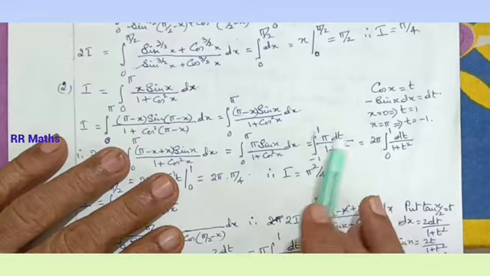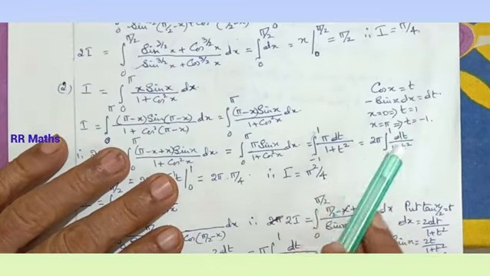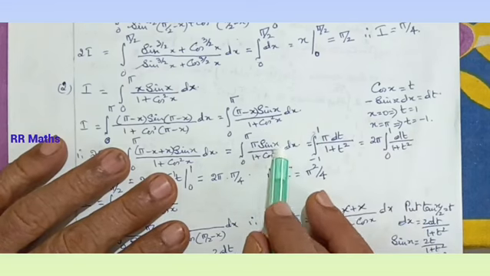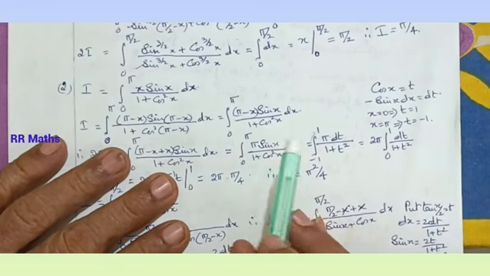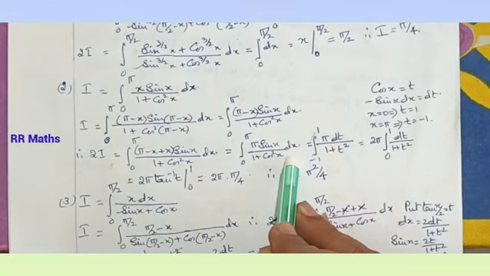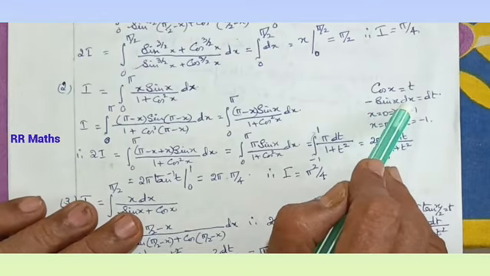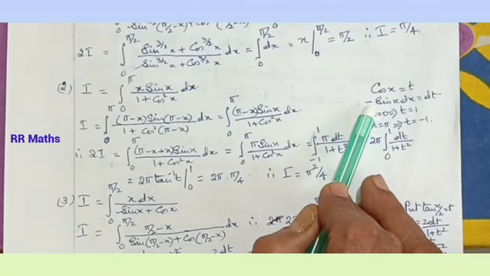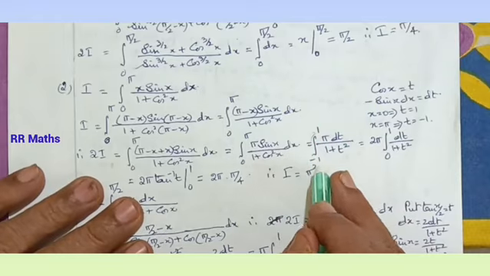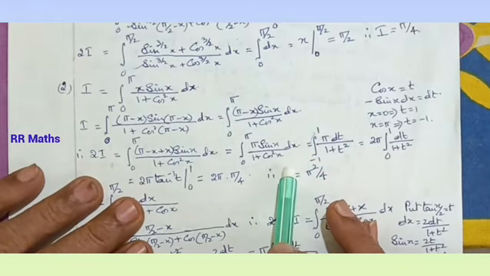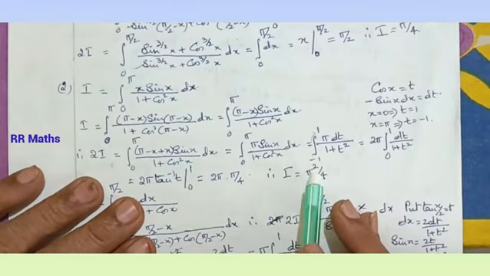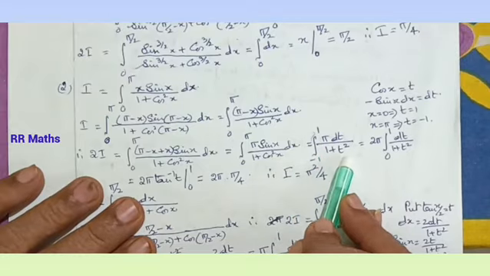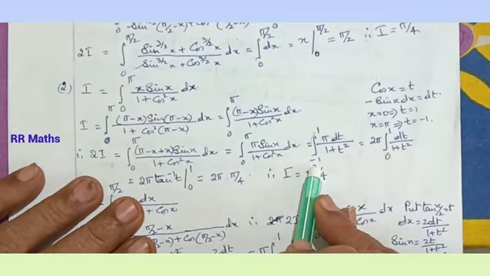So when you see these limits, x is equal to 0, t is 1, x equal to pi, t is equal to minus 1. So now the new limits will be from 1 to minus 1. And in the numerator we have only sin x dx, but we need minus sin x dx, that should be replaced by dt. So for this minus sign, I will interchange the limits, as 1 to minus 1 will become minus 1 to 1. And therefore, the new integrand will be integral minus 1 to 1 pi dt divided by 1 plus t square.